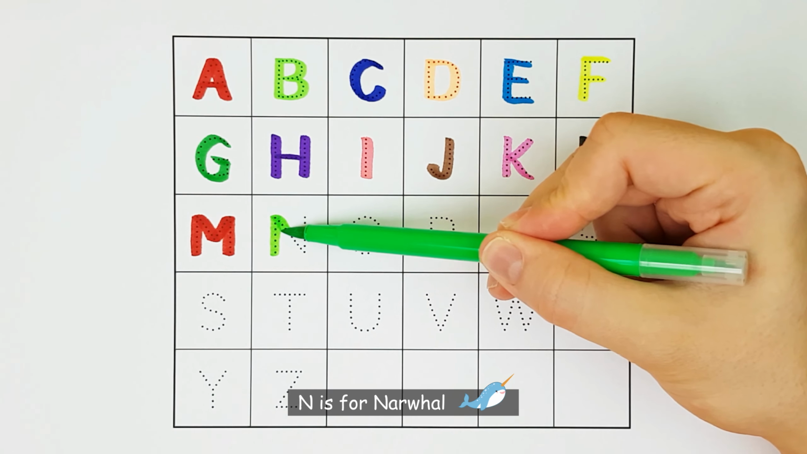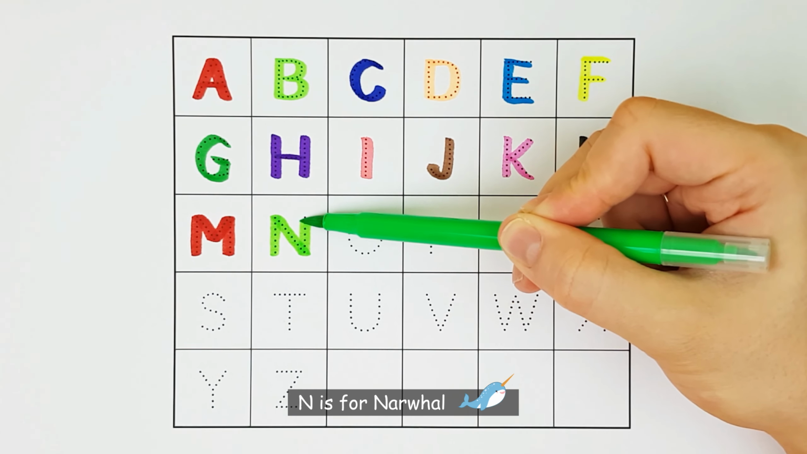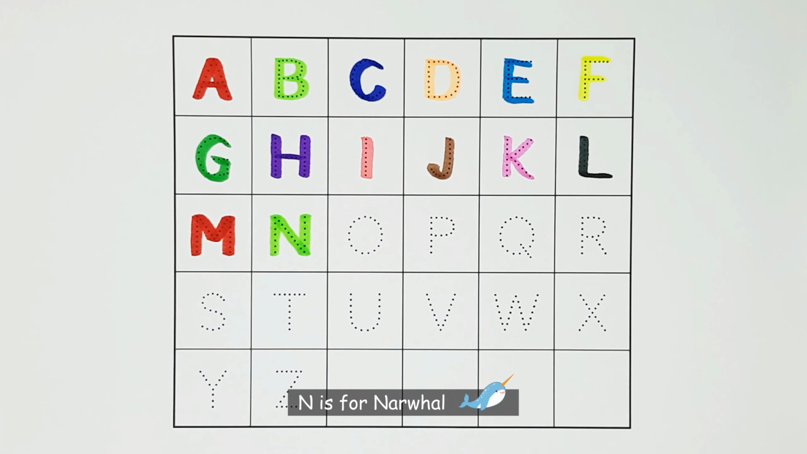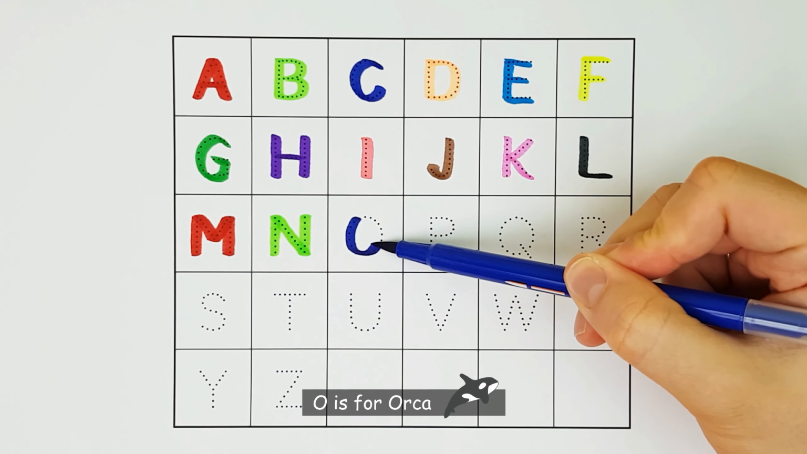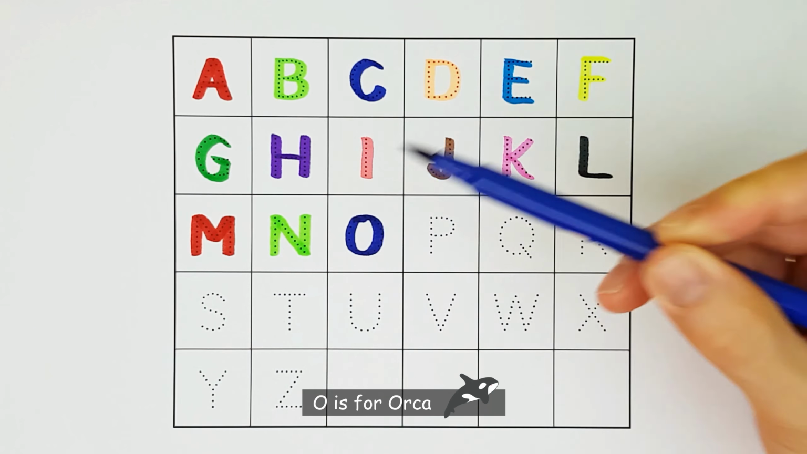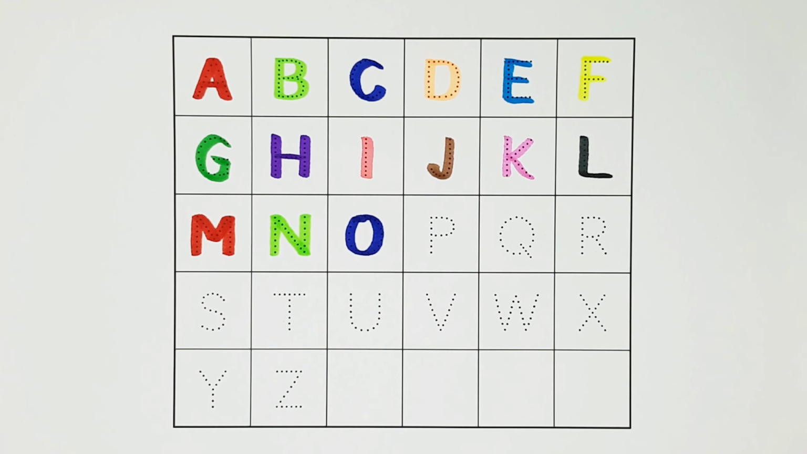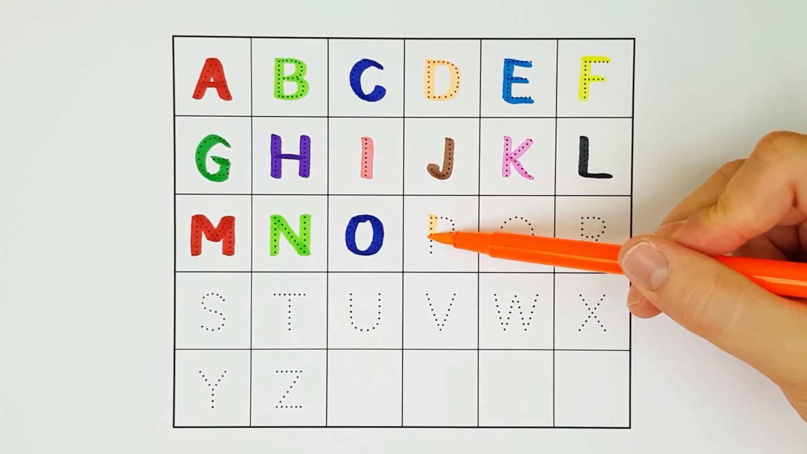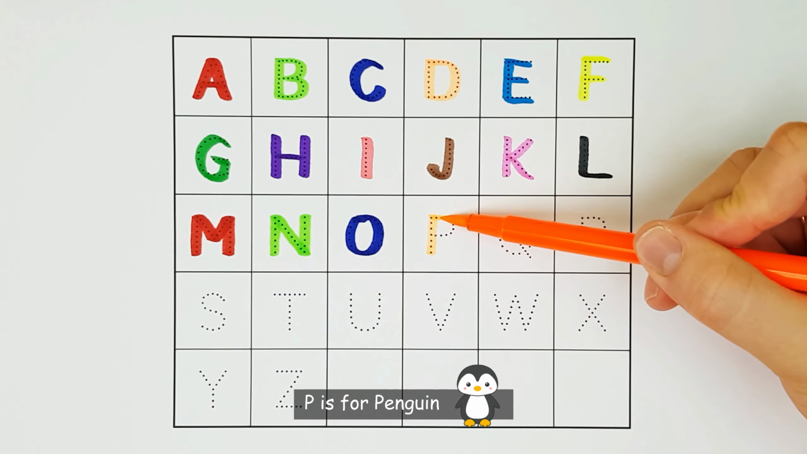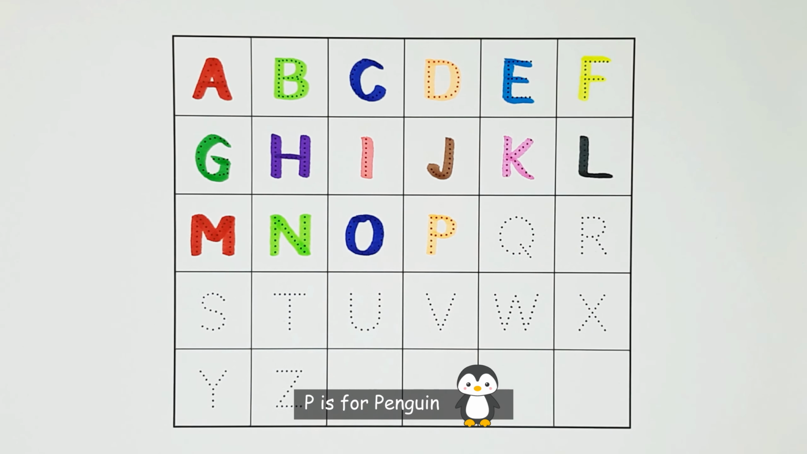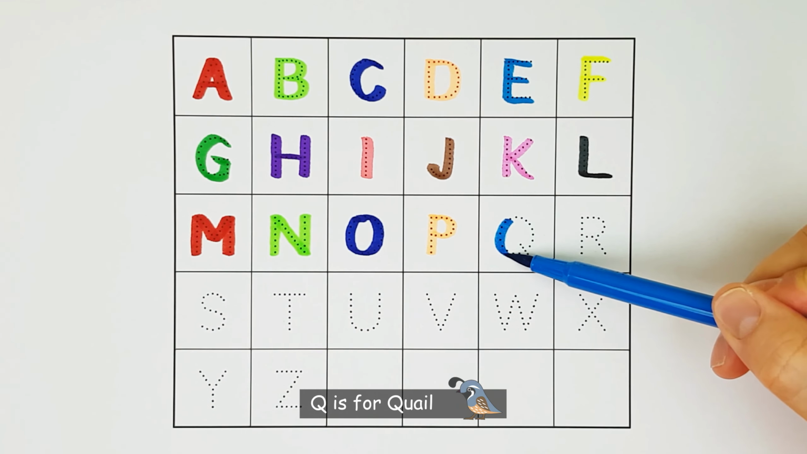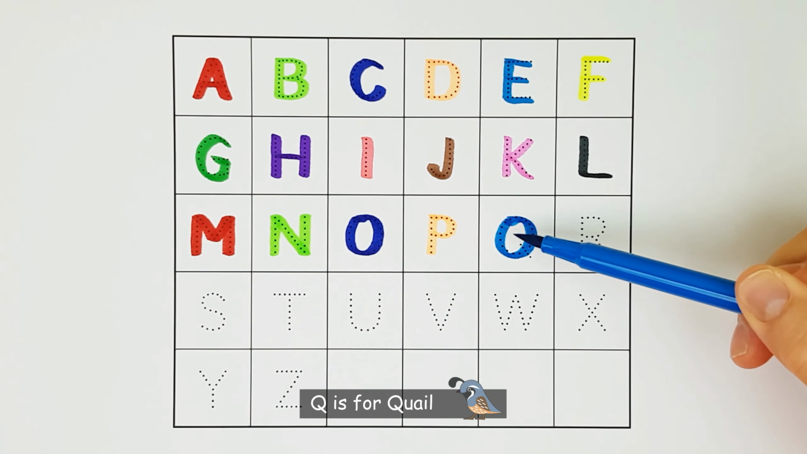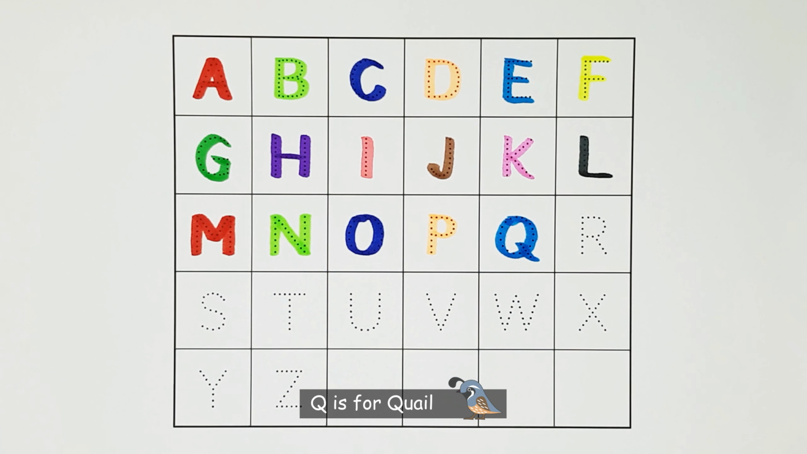N. N is for narwhal. O. O is for orca. P. P is for penguin. Q. Q is for quail.